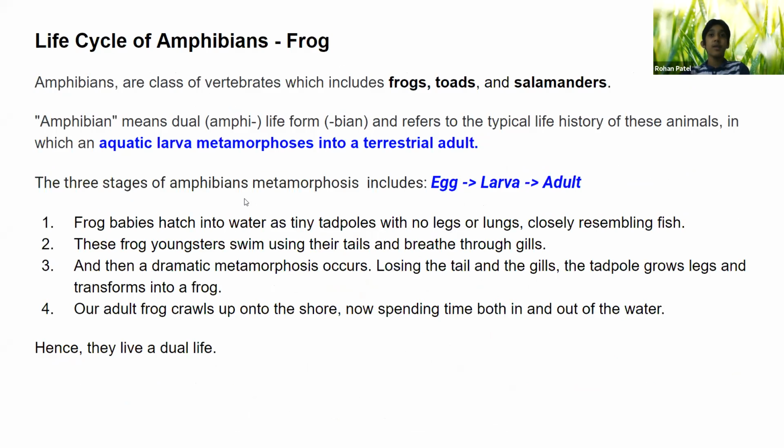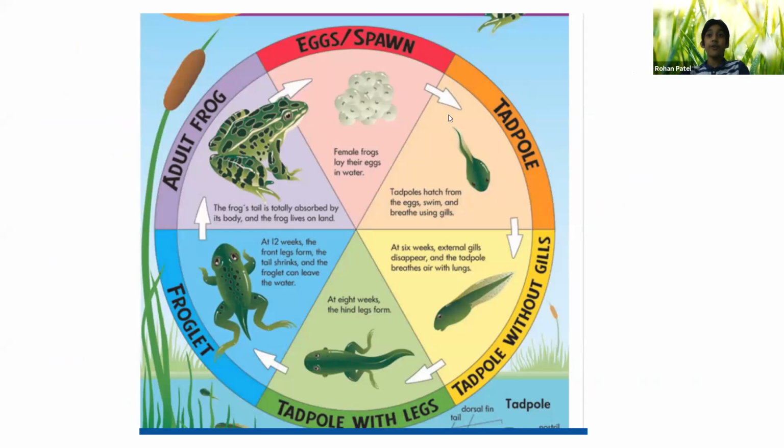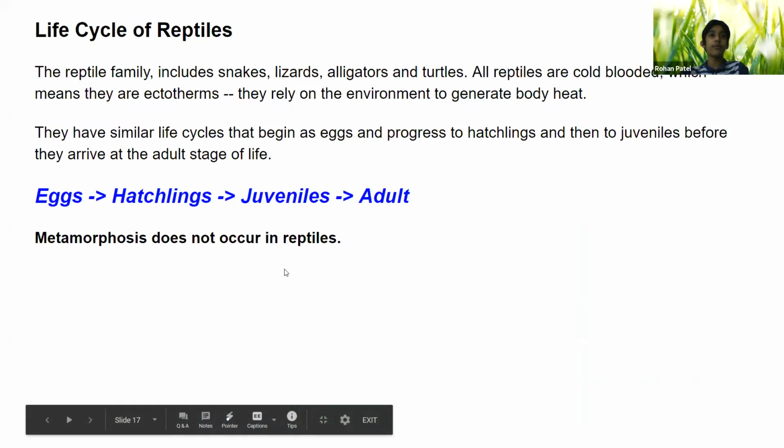Amphibians, like the frog, live in both water and land. They include egg, larva, and adults. They start off with a tadpole, then without gills, with legs, a froglet, and then an adult frog.